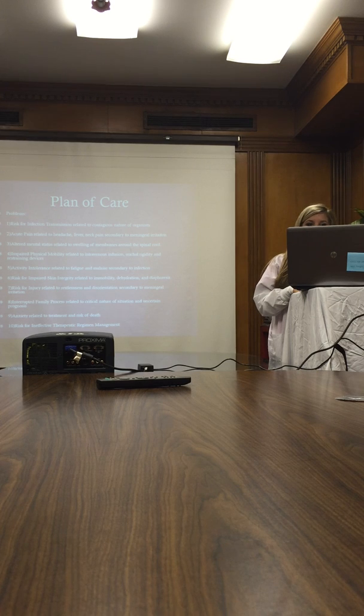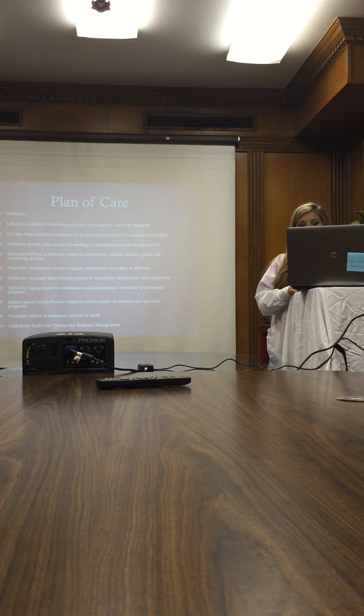Most importantly, risk for infection transmission related to the contagious nature of the organism would be one of our most important nursing diagnoses for this disease. Secondly, it causes a lot of pain, so pain would be a top priority. Acute pain related to headache, fever, and neck pain, secondary to meningeal irritation. Altered mental status related to swelling of membranes around the spinal cord.